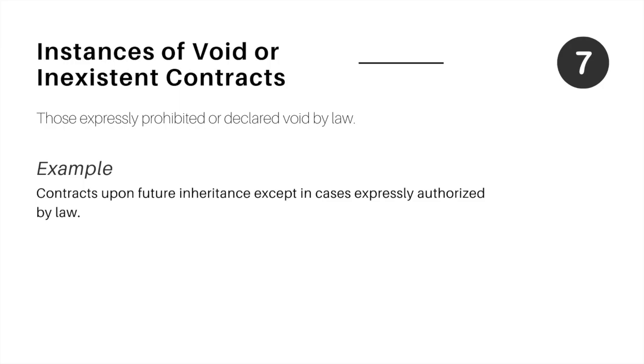Seventh, those expressly prohibited or declared void by law. Example, contracts upon future inheritance except in cases expressly authorized by law.